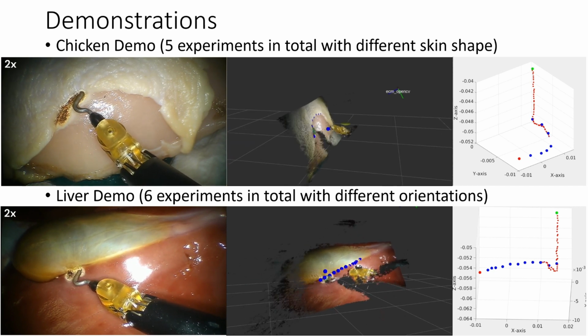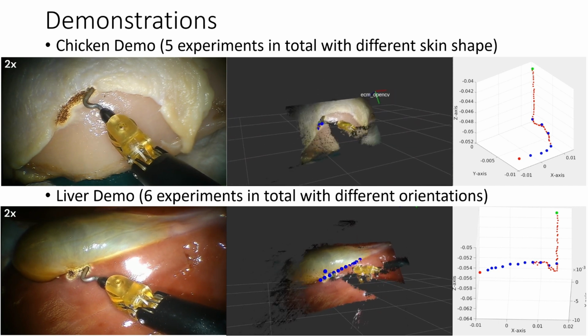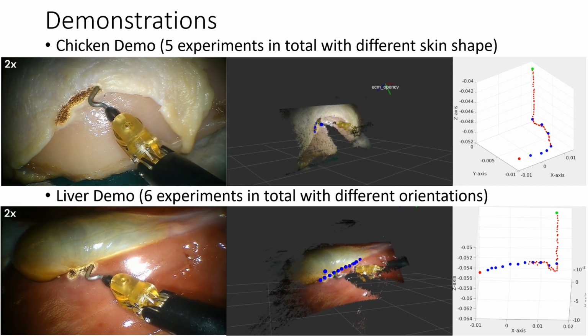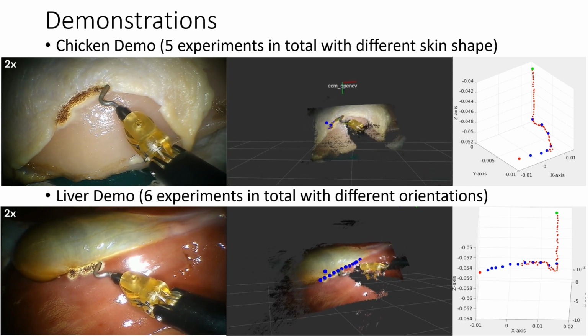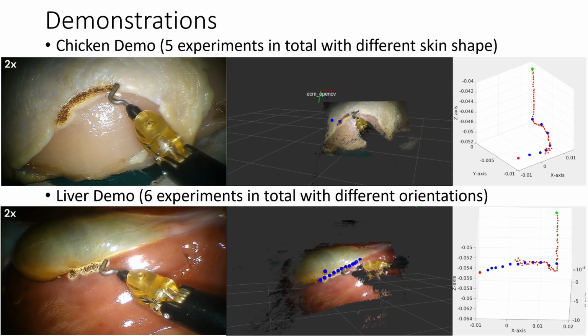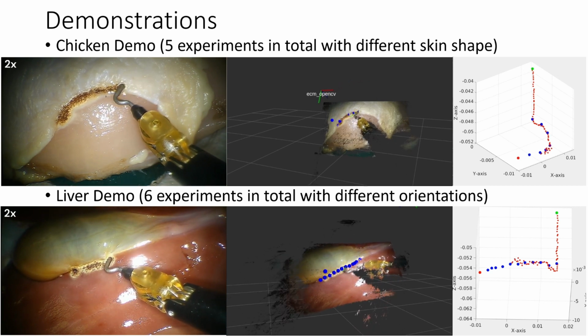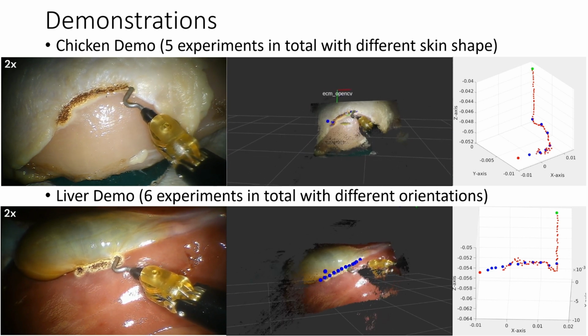The blue points outline the trajectory based on our segmentation results, and the small red dots indicate the instrument tip's movement along these points. We conducted ex vivo evaluations on 5 chickens, each with varying skin shapes, and 6 livers with different orientations. Each procedure was completed in approximately 2 minutes, achieving sub-millimeter precision.